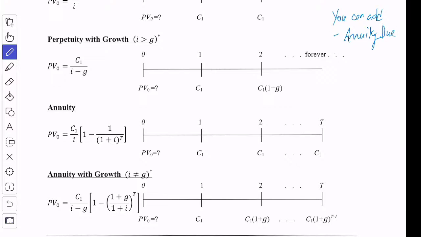And what else was another one? I guess you could add the bond formulas, but the bond formulas are just a combination of annuity and basic time value of money. Annuity for the coupon payments and the basic time value of money for the face value of the bond at maturity. So those you can add onto the formula sheet.